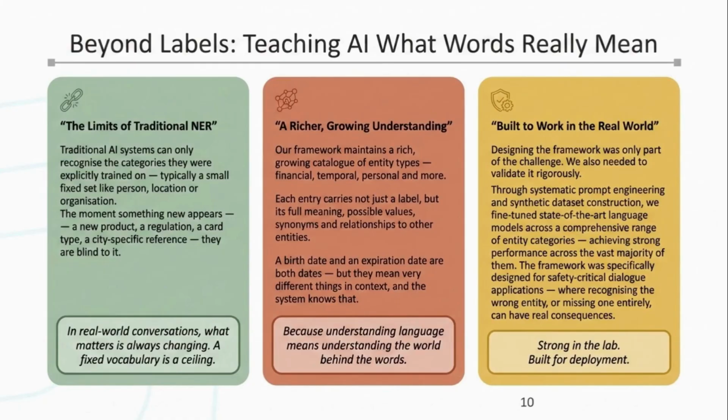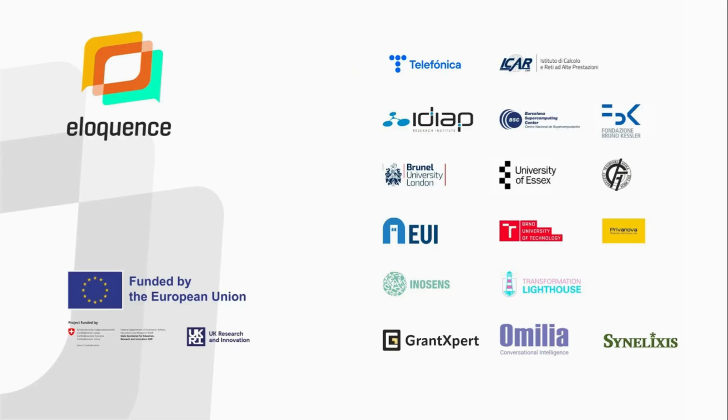Together, these three aspects, breaking free from fixed categories, building rich structured knowledge, and validating rigorously, defined what next generation entity understanding looked like in our case. So, as an epilogue, we can argue that Eloquence is about building conversational AI that doesn't just work in the lab. It works for real people in real languages with real documents in situations where getting it wrong actually matters and getting it right has an actual impact.